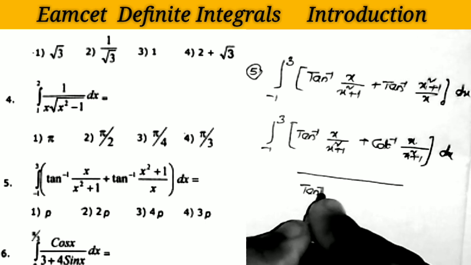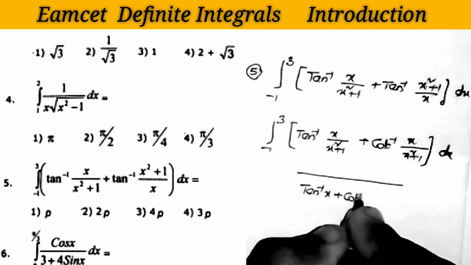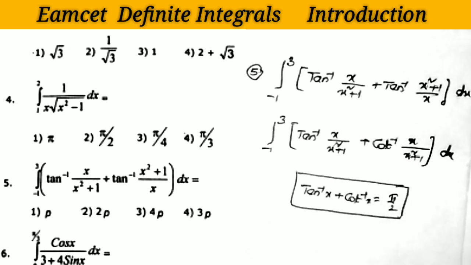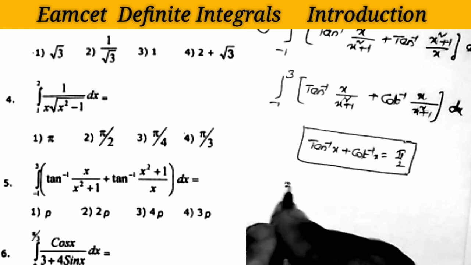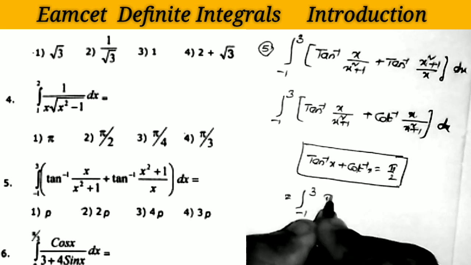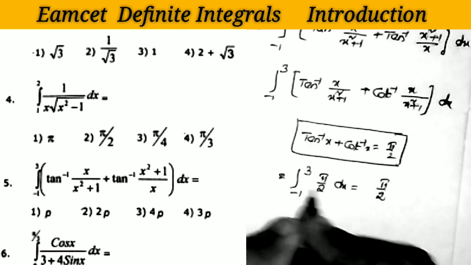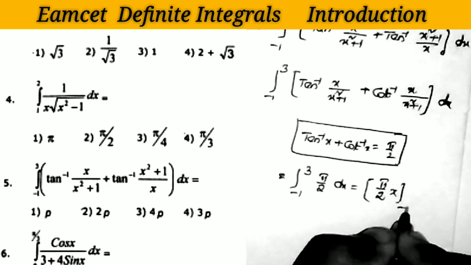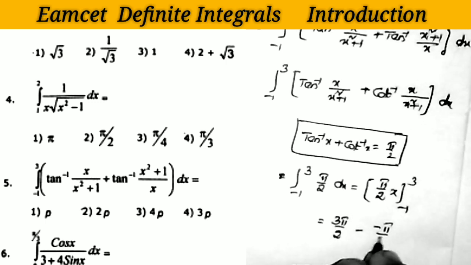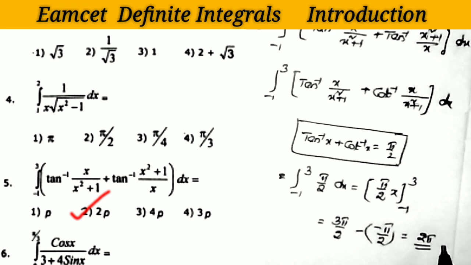And what is the formula for tan inverse of x plus cot inverse of x? This is equal to pi by 2, whatever the value of x. So the integral from minus 1 to 3, the total value becomes pi by 2 into dx. Now taking the integration, pi by 2 into x. Now replacing the limit values, upper limit minus lower limit, that is 3 pi by 2 minus (minus pi by 2), that is 4 pi by 2, which is equal to 2 pi, and that is the second option.